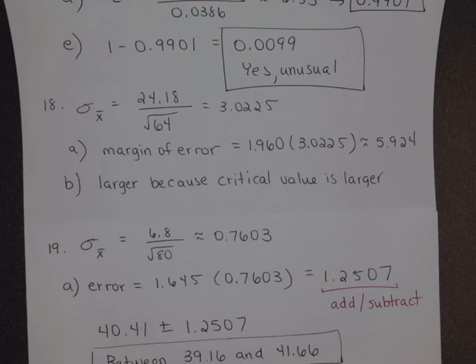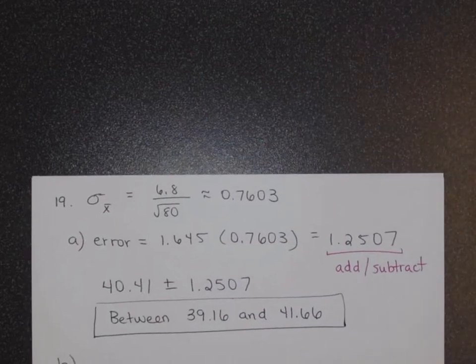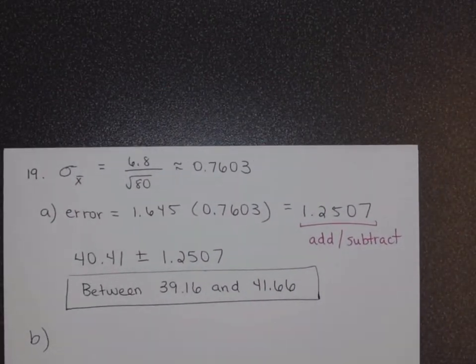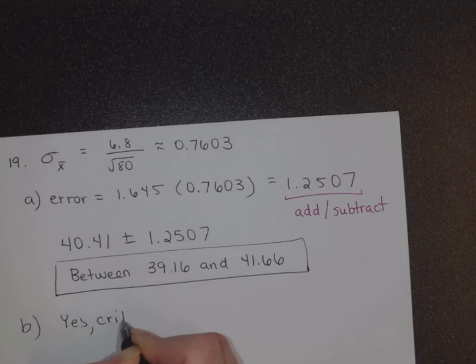Okay, part B says, if the population were not approximately normal, would the confidence interval constructed in part A be valid? And the answer is yes, since the critical value is the same.